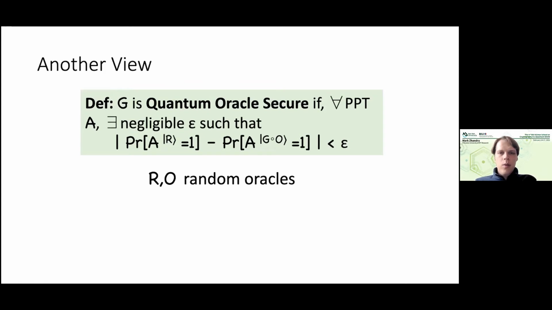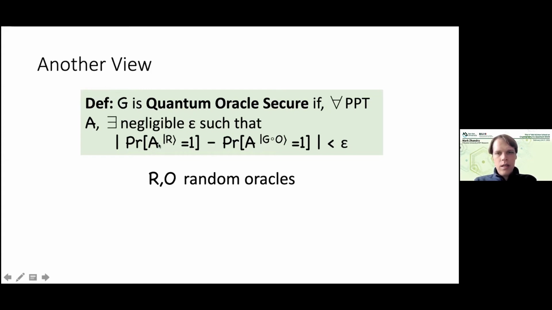So I'm going to give a different definition that's sort of a many-time version, where you get to see many different samples of G. But I'm not only going to give you a polynomial number of samples, I'm going to give you exponentially many samples and allow you to query them in superposition. Obviously, you can't actually learn all exponentially many values if you're a classical algorithm, but I'm going to give you superposition access to these values.